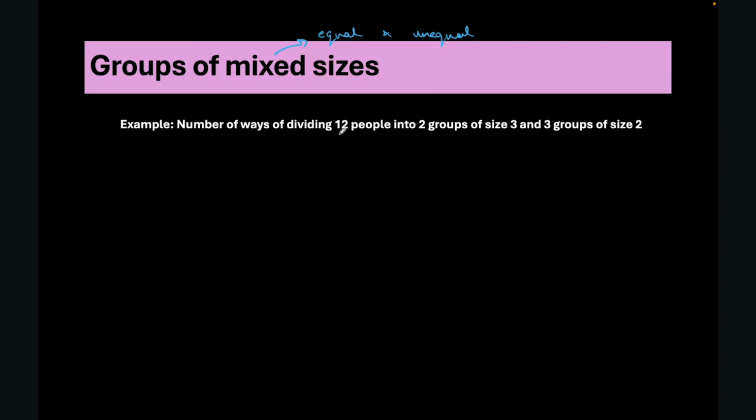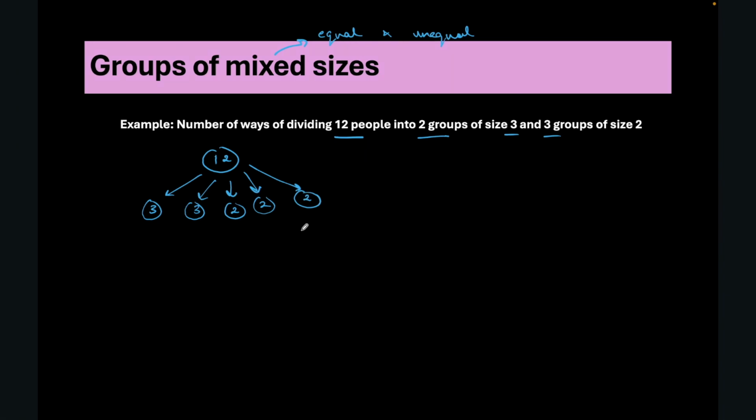Okay, so we're told that we have 12 people into 2 groups of size 3 and 3 groups of size 2. Let's draw it out so it's visually easy to work with. We have 12 people and we have 2 groups of 3, and then we have 2, 2, and 2. So 3 plus 3 is 6, 2 plus 2 plus 2 is 6, so 6 plus 6 is 12. It works out perfectly.